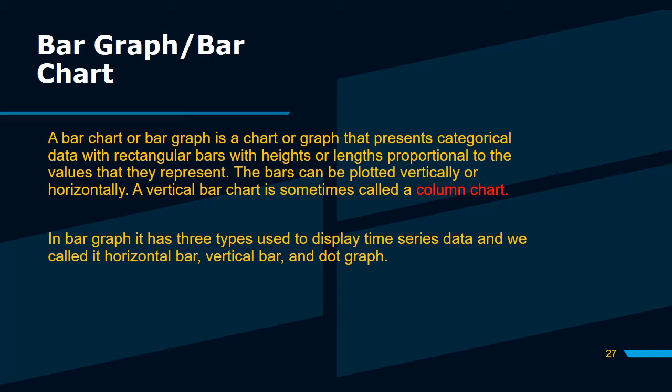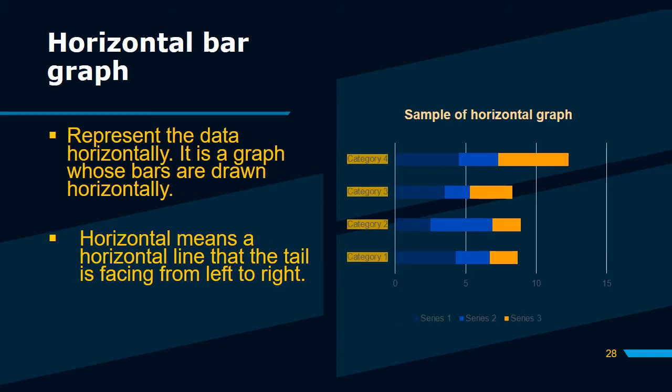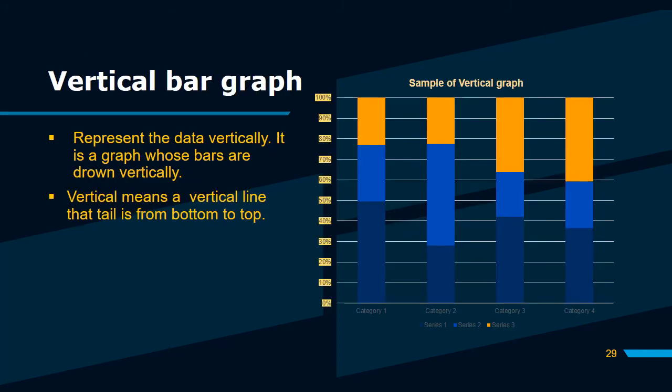A bar graph has 3 types, which are the horizontal bar, vertical bar, and the dot graph. The horizontal bar graph represents the data horizontally. It is a graph whose bars are drawn horizontally. Horizontal means a line that is going from left to right. The vertical bar graph represents the data vertically. It is a graph whose bars are drawn vertically. Vertical means a vertical line going from bottom to top.